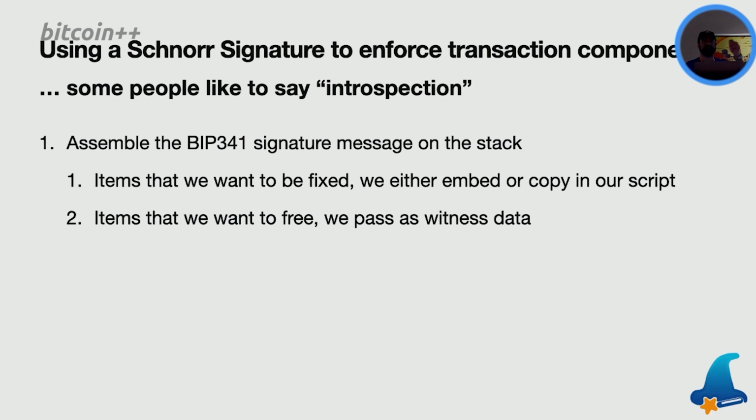So you want to send to a specific script pub key, and you're going to either embed those in your script or somehow copy them into your script. And then all the free values that can vary depending on spend time constraints, you pass as witness data. And you use all of that to construct a BIP 341 signature message on the stack.